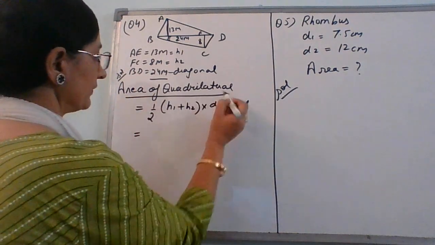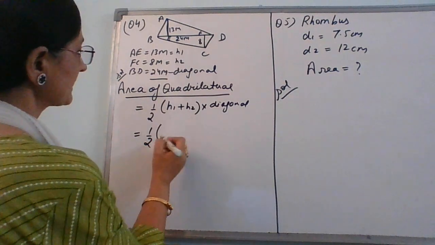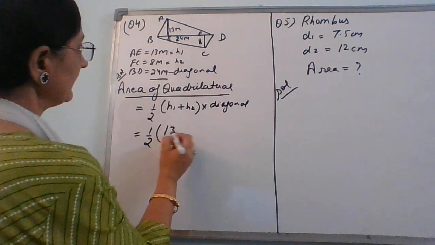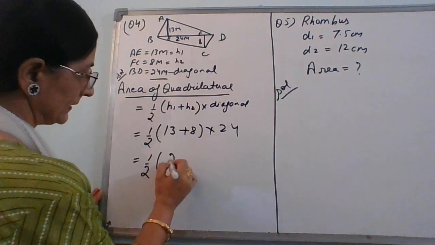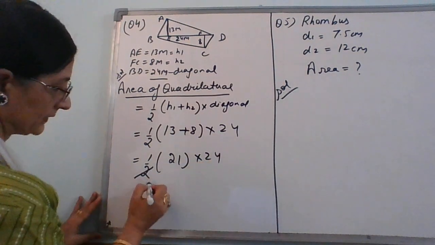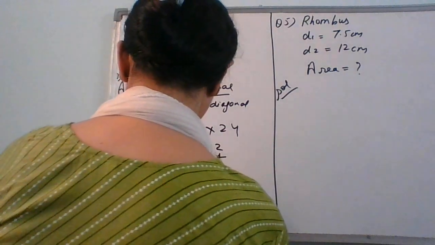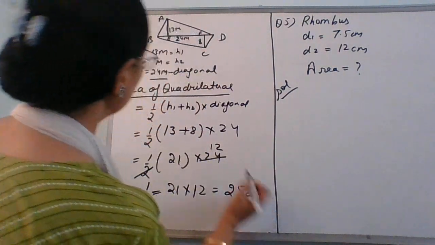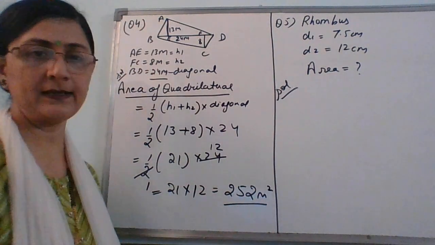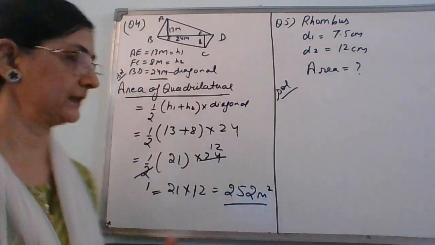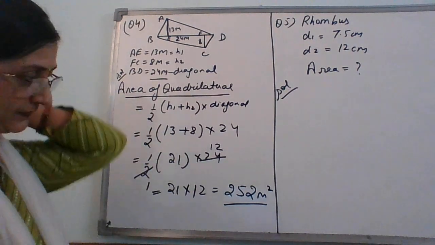So the area of a quadrilateral, we know, is half into h1 plus h2 into diagonal. It's simple. We just have to substitute the values of the two heights and the diagonal, right? So half, let us add this, into 21 into 24. 2 can be cancelled with this, right? So 21 into 12, and that will be equal to 252, and the unit is centimeter or meter. So meter square. We have to put the unit, otherwise in the exams your half mark will be cut. So this was direct, applying the formula, substituting the values, and we found the answer.